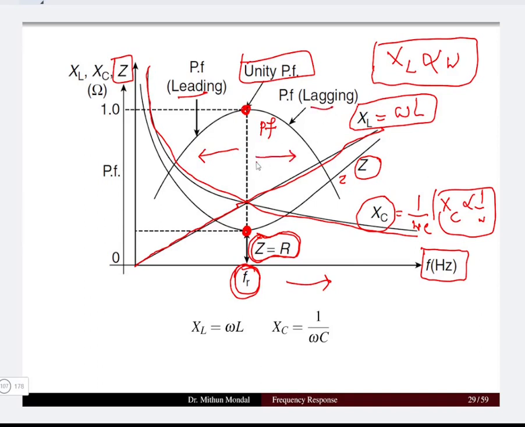The circuit is lagging when XL is more than XC. Leading in nature means XC is more than XL. So the circuit will be divided into two different parts under the condition of resonant frequency. So the important point to be remembered here is that under resonance, the impedance will be minimum, which is equal to the resistance. The power factor will be unity. Those are the two important points that need to be remembered.